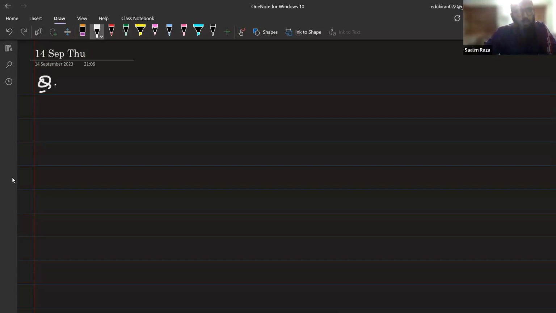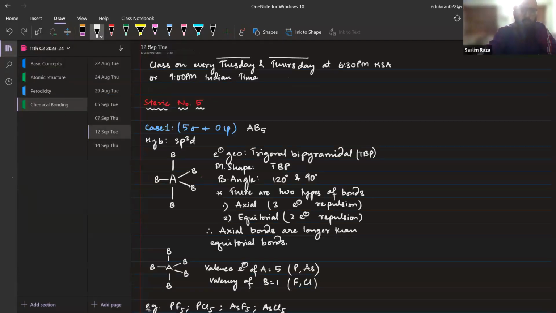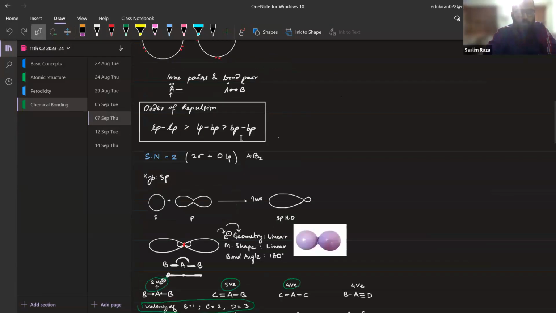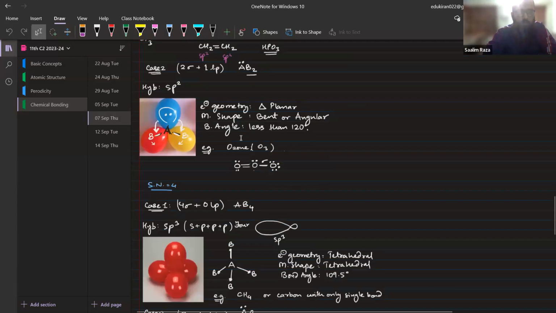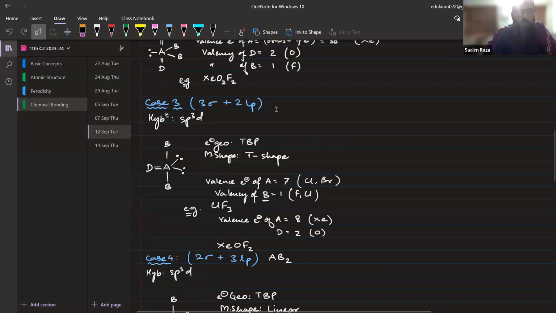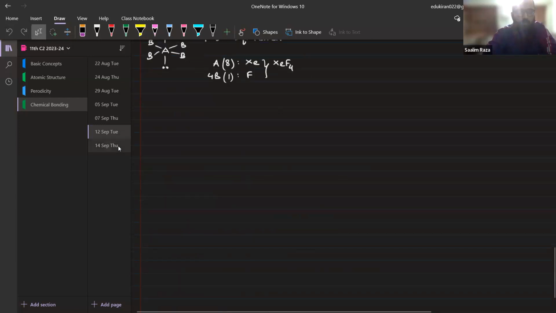Write a question. Determine... wait, just a second, please. We ended at number 4, correct? Valence shell electron pair repulsion theory. Then we directly started step number 5. Step number 6, okay.